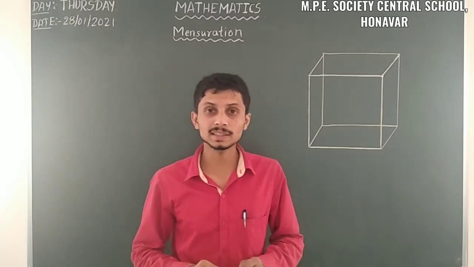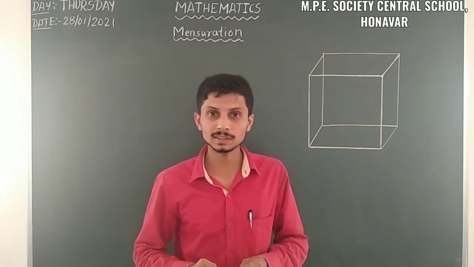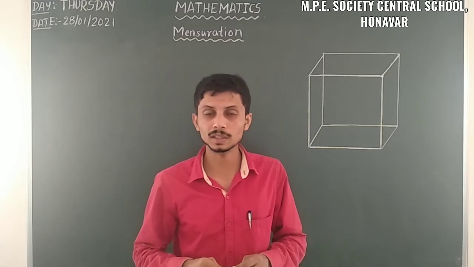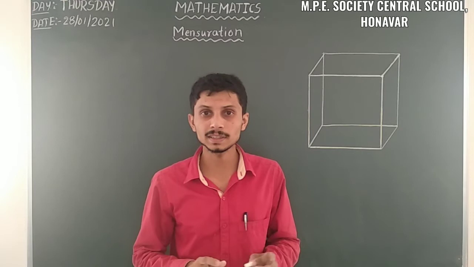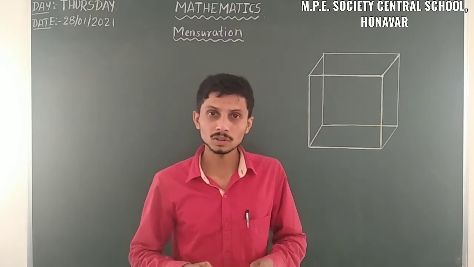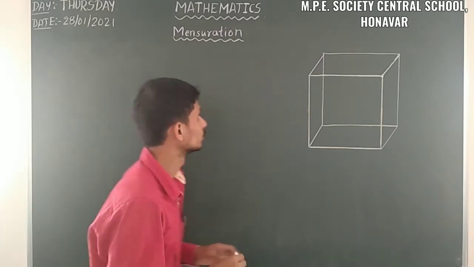So last class we were discussing a topic from 8th standard, that is mensuration. In mensuration we already discussed areas and perimeters of closed figures and solid shapes, and last class we discussed surface areas of cuboid. So let us move on to the next topic, that is surface area of cube.